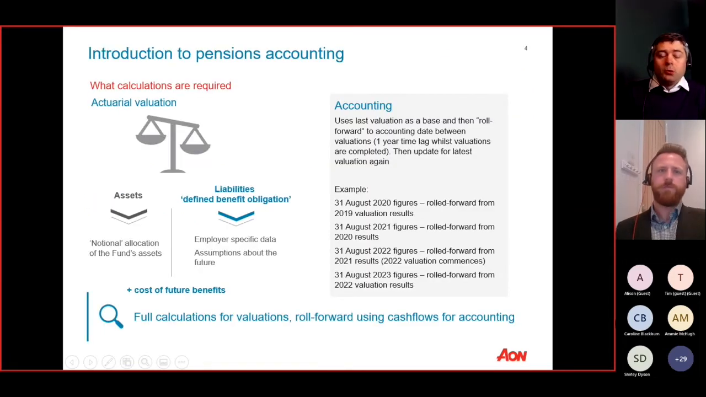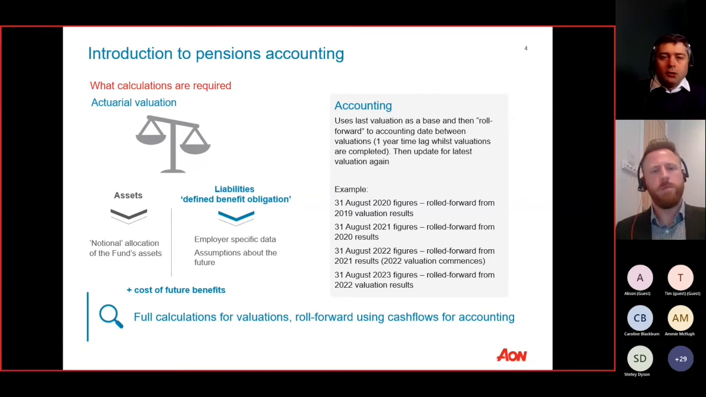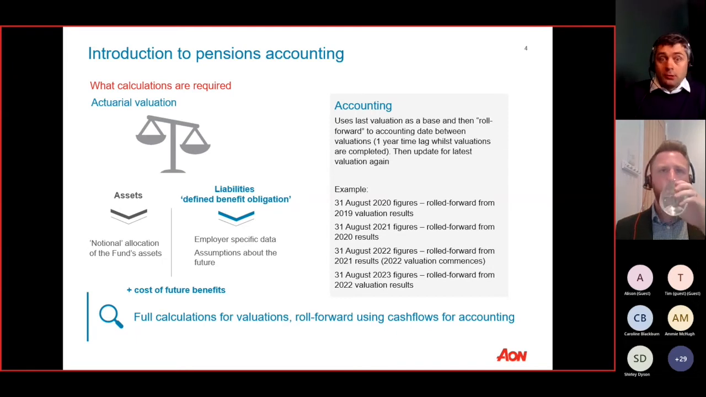Our starting point for the accounting figures is the result of the latest triennial actuarial valuation of the fund, which we talked about before. So the latest one is the 2019 valuation. In the first part of the training, as I explained, I talked about the balance sheet, where on one side we have the employer's notional share of the fund's assets, and on the other side we have the value of the liabilities, which in accounting language is called the defined benefit obligation.